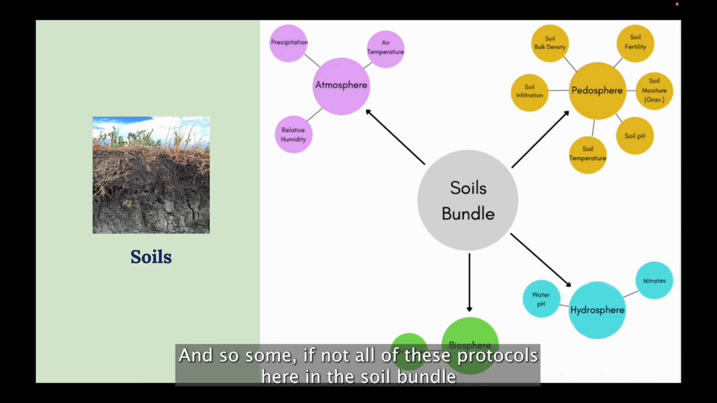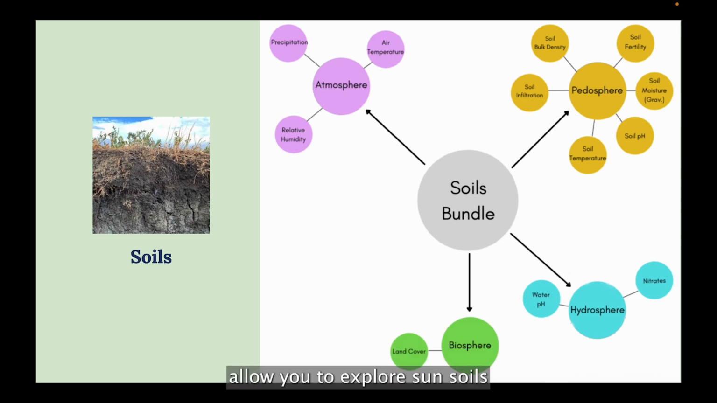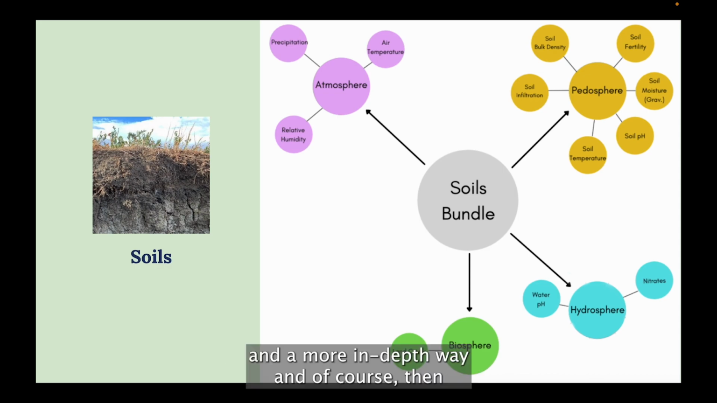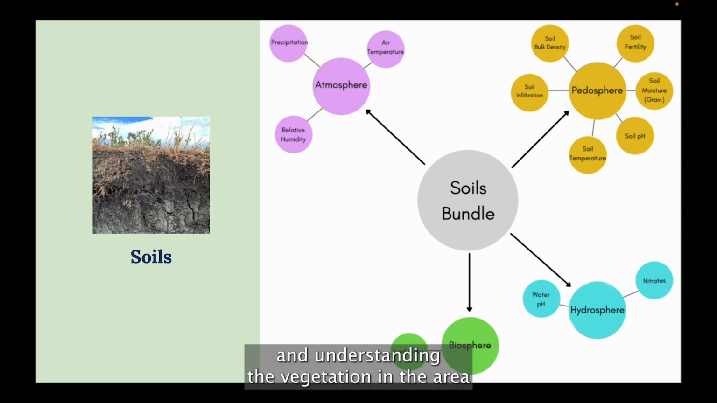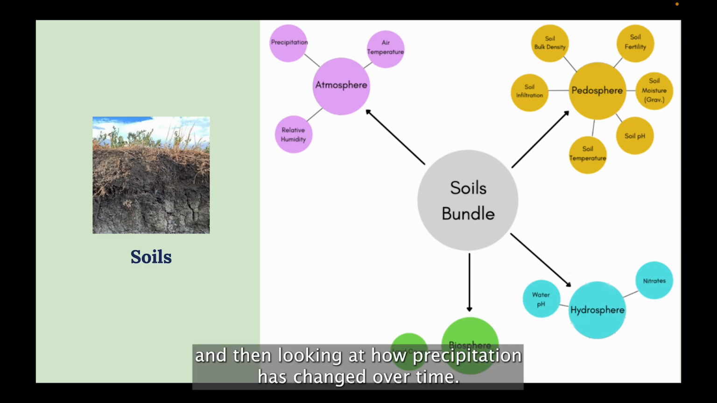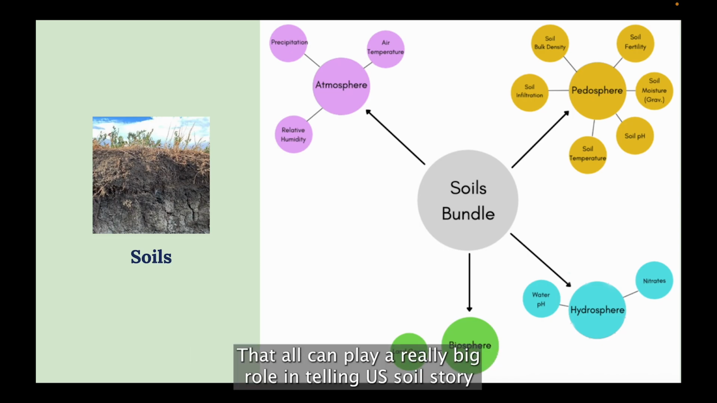And so some, if not all, of these protocols here in the soil bundle allow you to explore soils in a more in-depth way. And of course, then allow you to grab that information and share it with others. Again, taking a soil pH measurement and a water pH measurement and understanding the vegetation in the area, and then looking at how precipitation has changed over time. That all can play a really big role in telling a soil story.